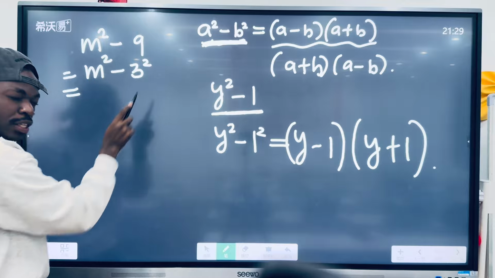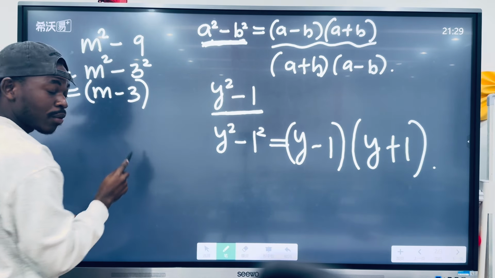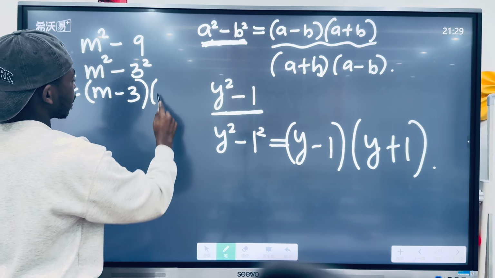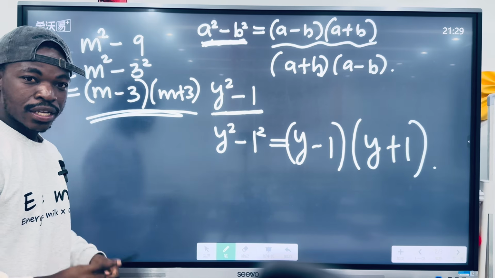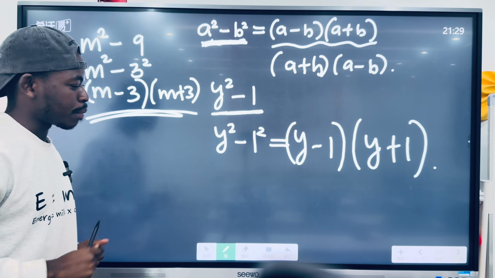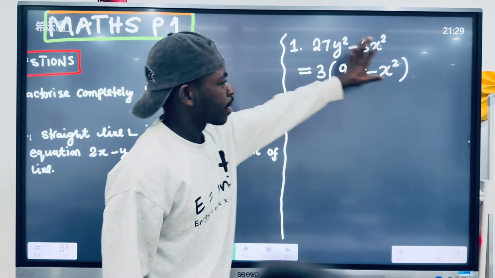So we forget about the squares for a moment. m minus 3. Then what do we do? We repeat with a different sign. m plus 3. Then you are done. Okay? So let's go back to the question and see what we're supposed to do there. Okay, so this is the stage where we are.